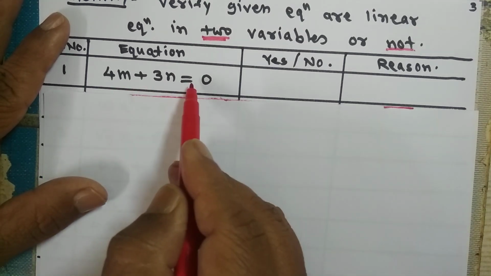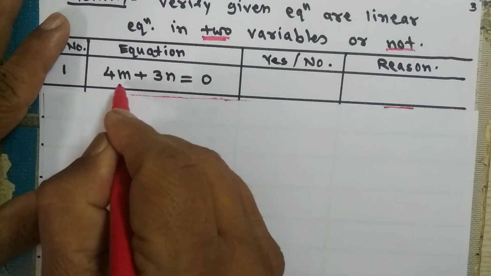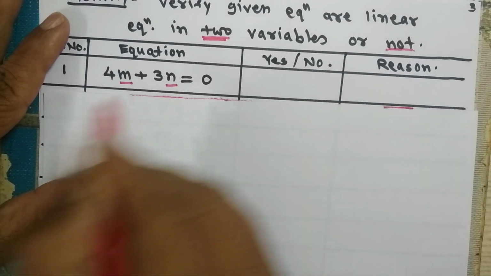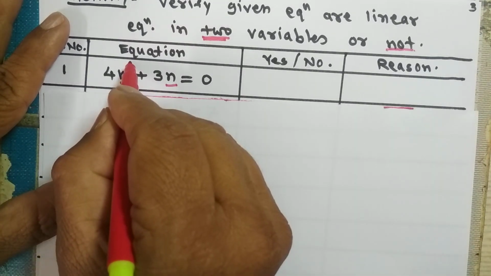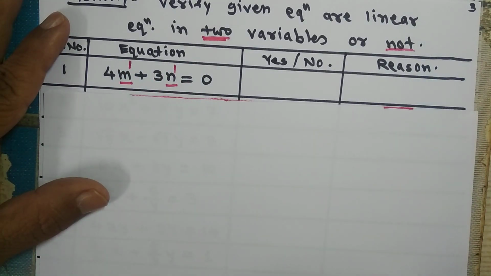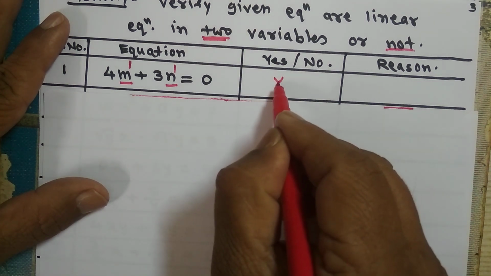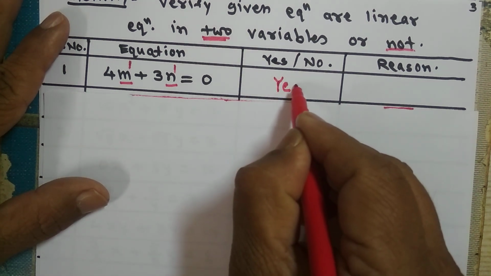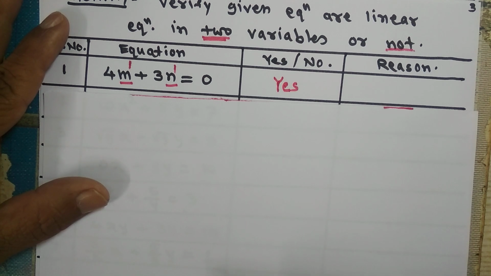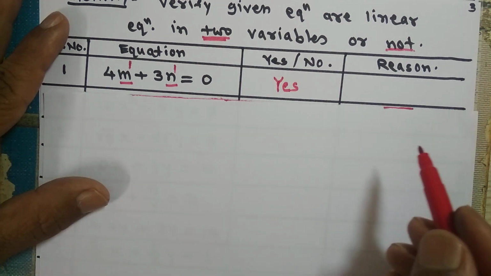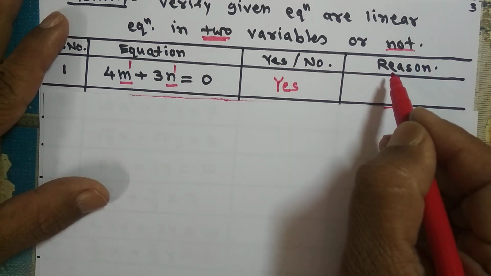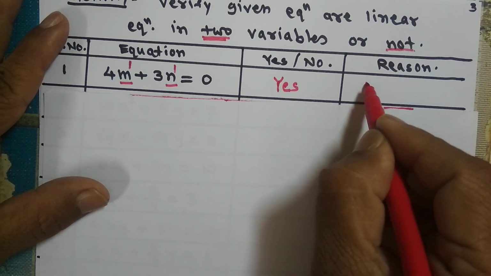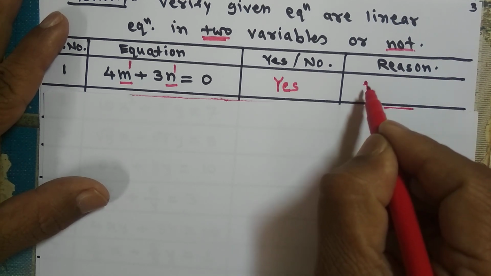First equation, 4m plus 3n is equal to 0. In this case, m and n are two variables and degree of each term is 1. Therefore, we say yes, this is linear equation in two variables because degree of each term is 1.